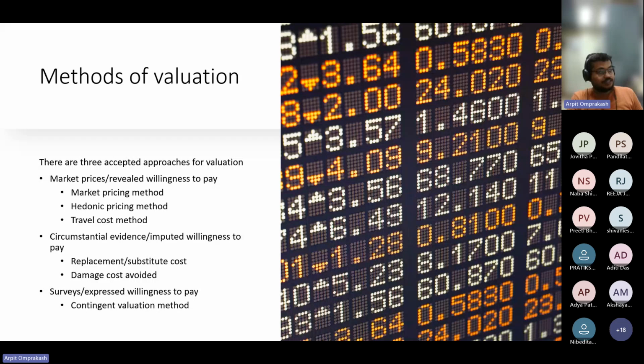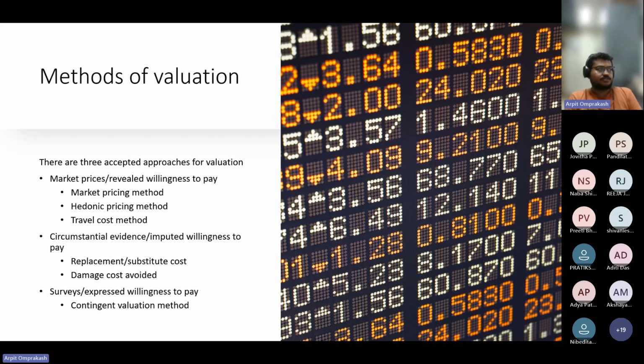Now, all these different values that we derive from biodiversity, we are also interested in quantifying in terms of money: how much biodiversity is worth, how much a forest is worth, or how much a piece of ecosystem is worth, and all that. So for that, we have three accepted approaches of valuation.